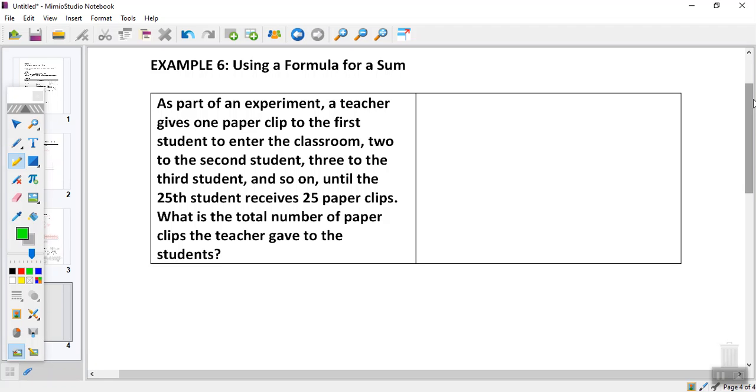Now, could I go 1 plus 2 plus 3 plus 4 all the way up to 25? Yeah. I could. But I want to understand this. Let's just talk about this right here. This is like the first student who walks in.